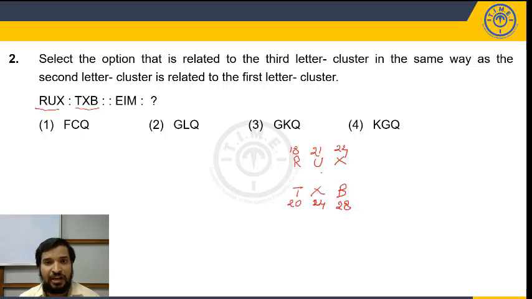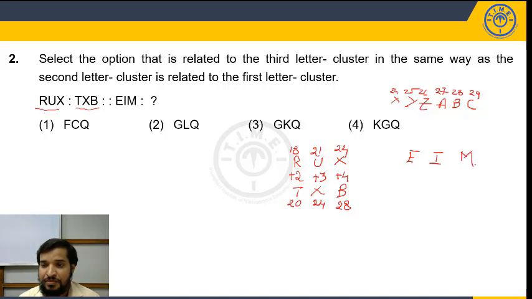Alphabets are always arranged in cyclic order. After X, Y, Z, that is 24, 25, 26, again they start with A, B, C, that is 27, 28, 29. So I can express B as 28. Now see the relationship between the first cluster and second cluster: 18 to 20, it was increased by 2. For U to X, it is plus 3. X to B, that is plus 4. Increasing by natural numbers.